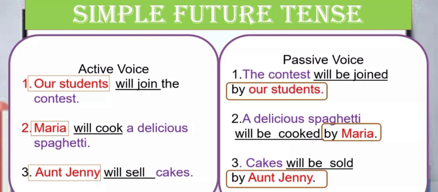And then the last part became the first part. Please take note of that. And then "will be joined." Look at "will join" and "will be joined." You just change the simple future into the past participle of the verb. You will still have "will be joined." Okay? So I hope that's very clear. I hope you understand.